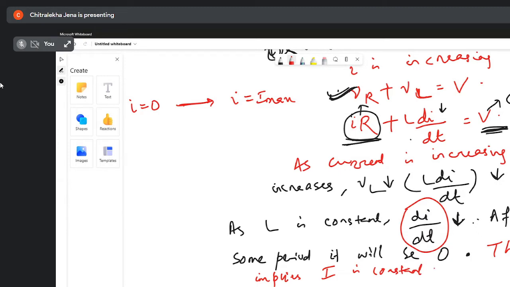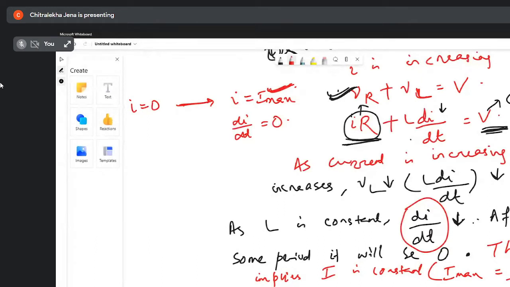So that constant value is how much? Initially di/dt is decreasing. At this point di/dt is equal to 0, because this is your constant value, right? I at maximum, that means I is constant, that is your I maximum. That is equal to how much? V divided by R. Am I clear on what is happening?